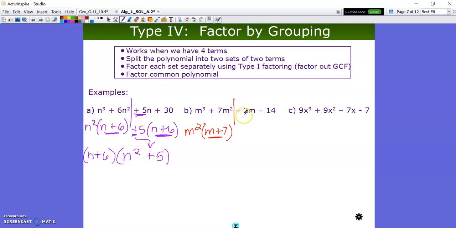So I've got negative 2m minus 14. So we're going to pretend that this first half doesn't exist anymore. Look at your leading coefficient. Is it positive or negative?